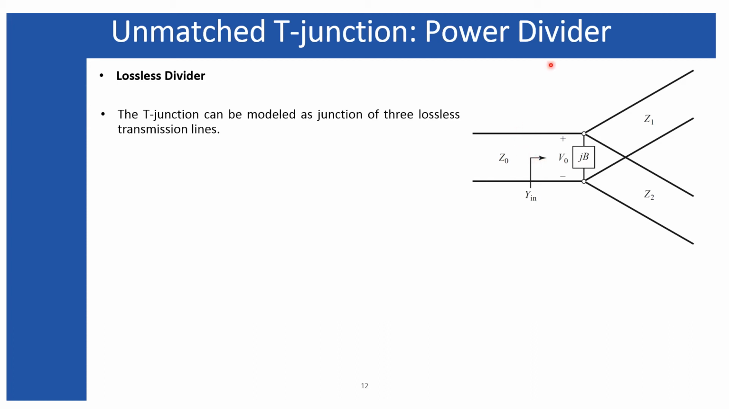So let's see. In order to describe this lossless power divider, I am modeling this T junction as corresponding transmission lines. So this is one transmission line, this is another transmission line associated with Z1, and this transmission line is associated with Z2. Z2 means port 2, Z1 means the guide associated with port 1, and this one is the guide associated with port 3.